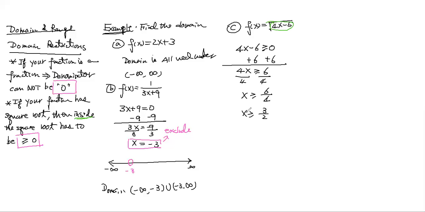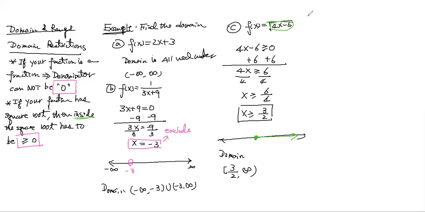So it's x is greater than or equal to 3 halves. So this is 3 halves here. It's equal, so it's greater than or equal to 3 halves. So this will be my domain. You can write your domain: you put a closed bracket here, from 3 halves to positive infinity, right?